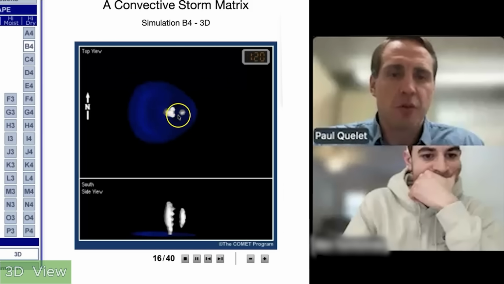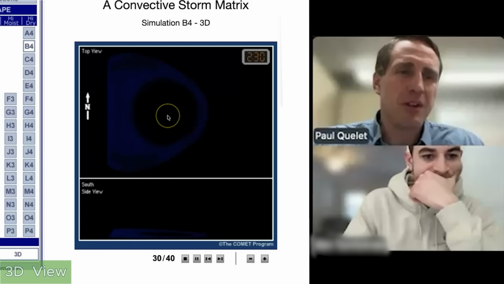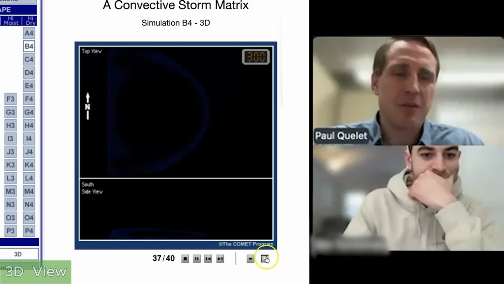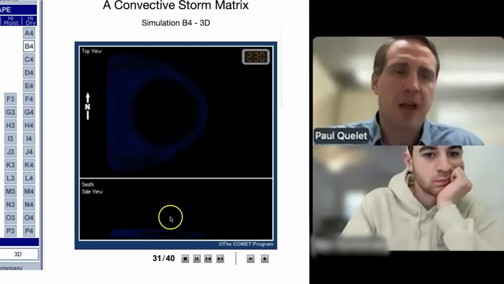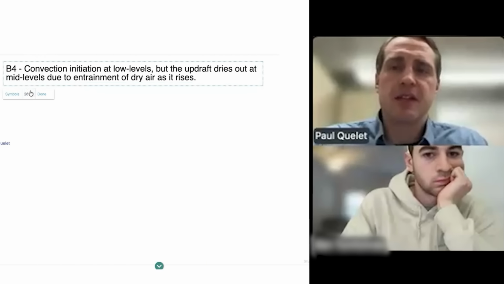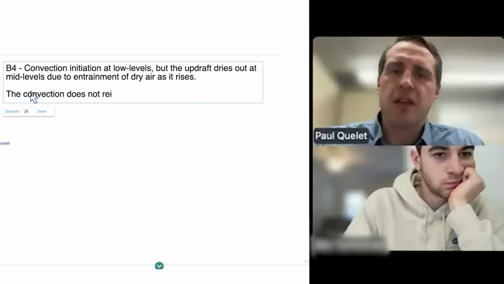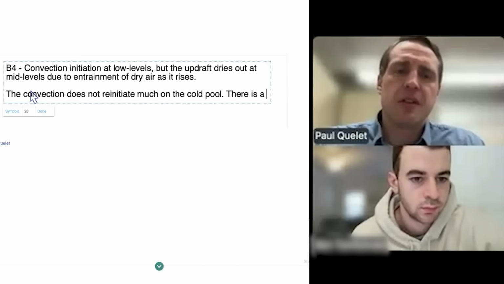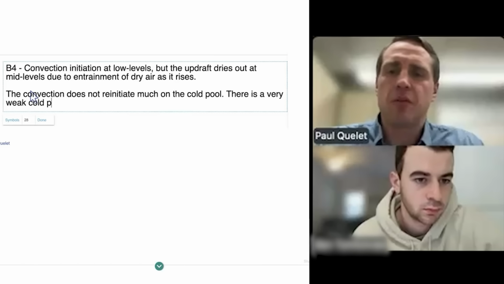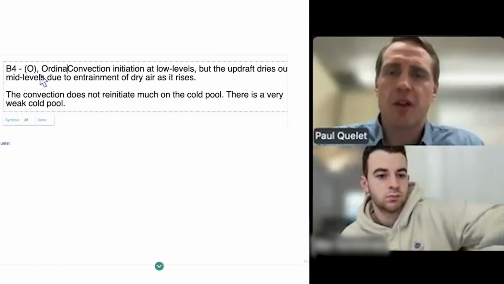So there is a cold pool, and there is some reinitiation, but not really. This thing kind of dies out pretty quick. So you can see that convection has trouble getting itself back going. What we can say is the convection does not reinitiate much on the cold pool. There is a very weak cold pool. We do expect this is O, that is, again, ordinary convection.